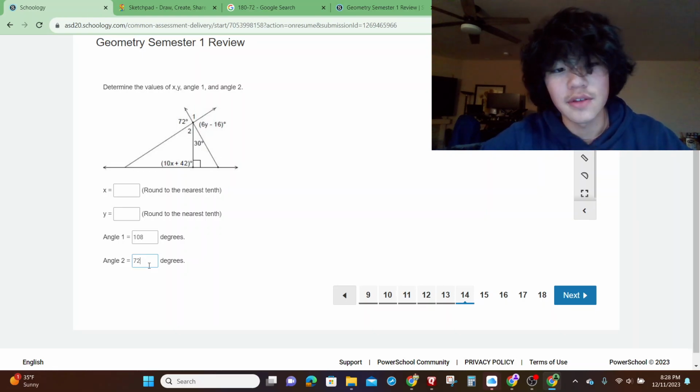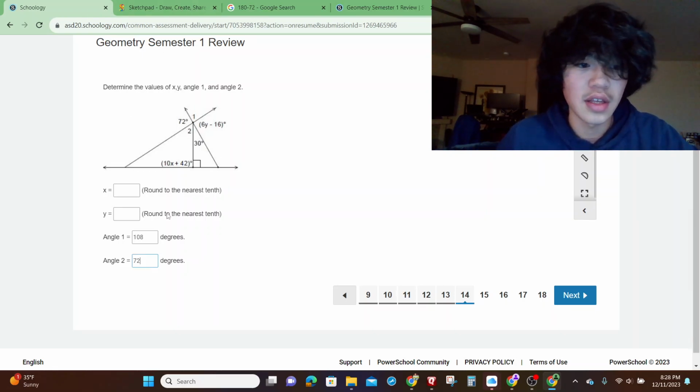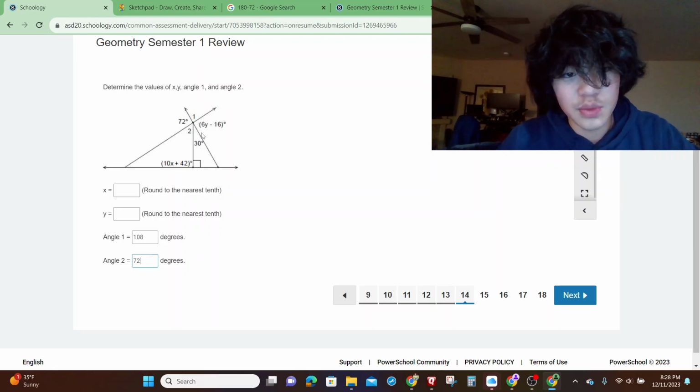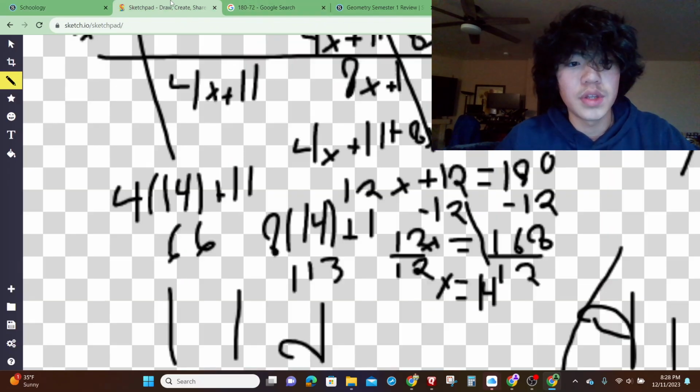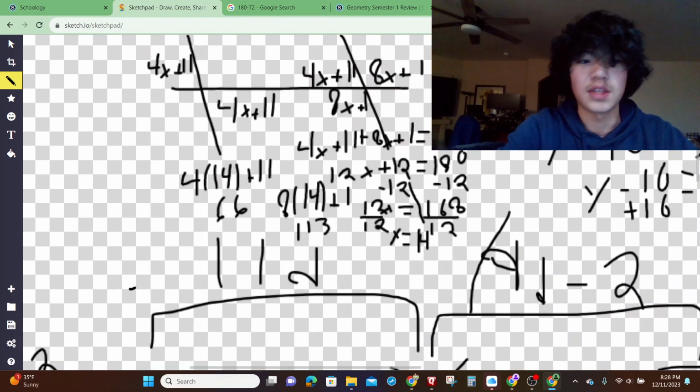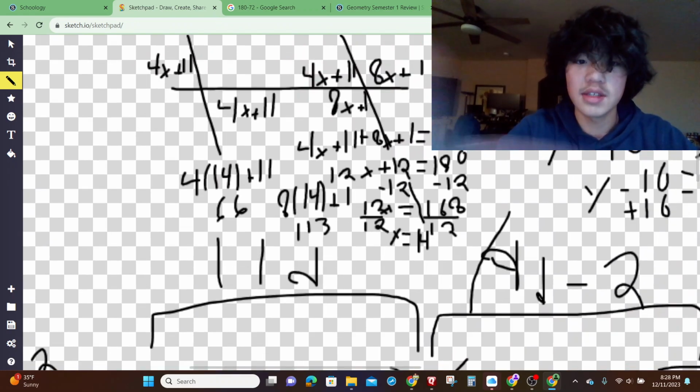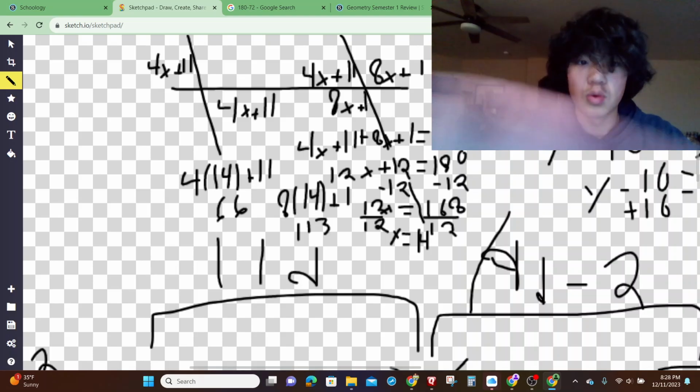Now we just need to find the missing angle here. Now that we know angle 1 is 108, these two numbers are linear pairs, so they're going to add up to 180. So what we do is find some space. Oh my lord.